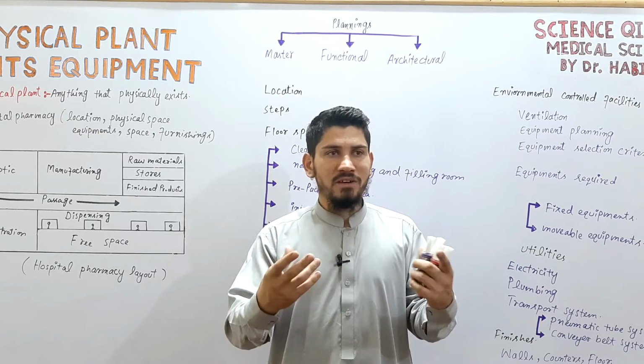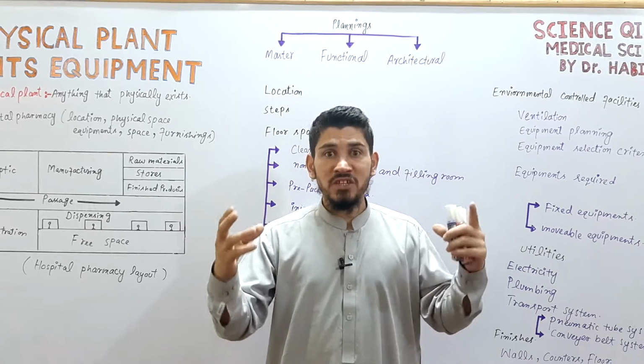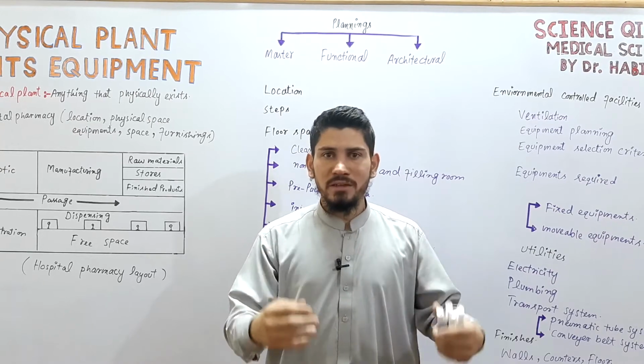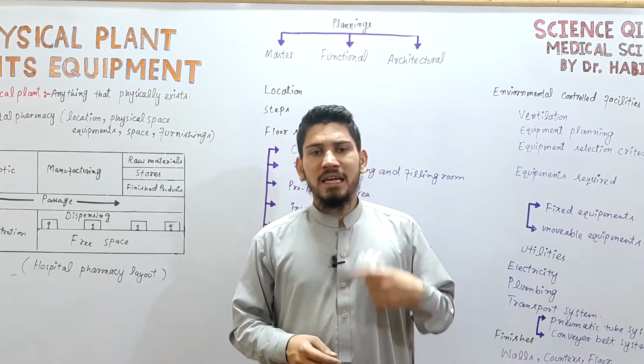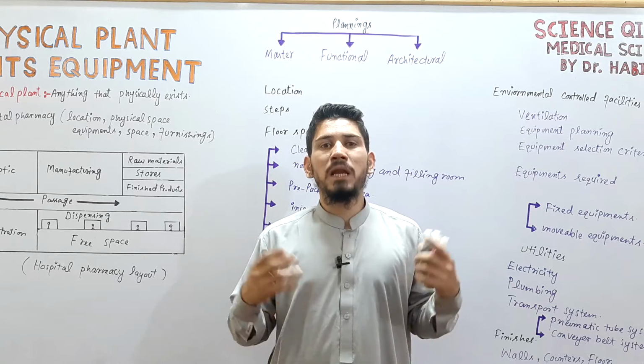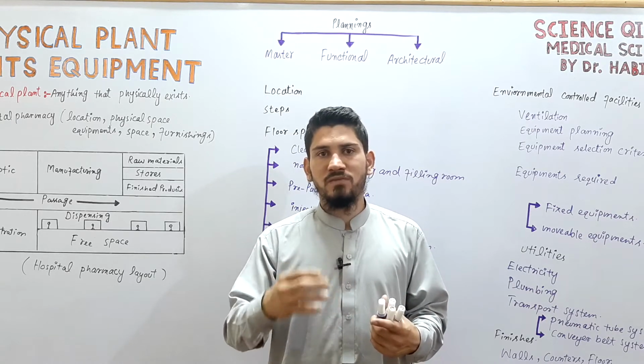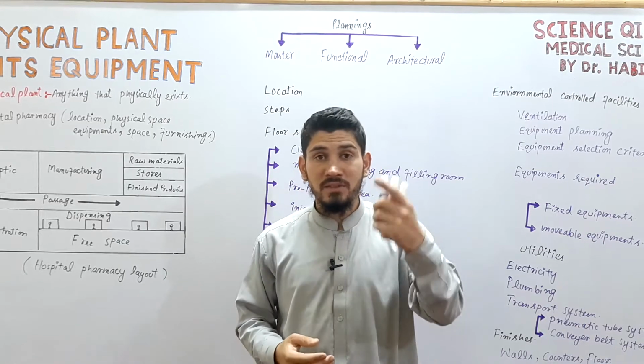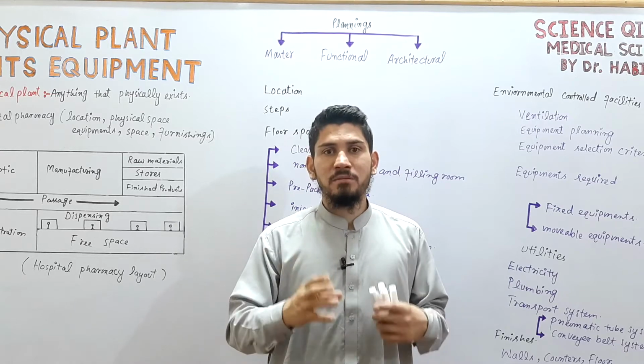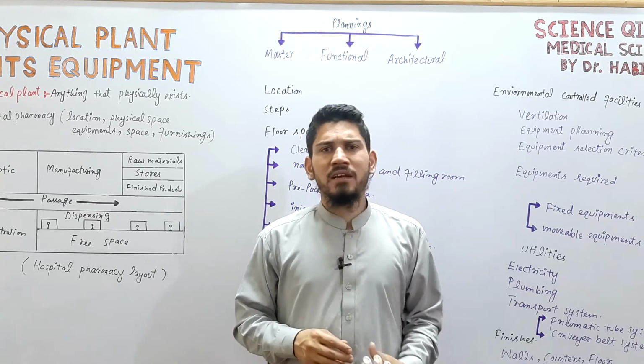Yes, in the hospital pharmacy, this environment should be controlled. We need fresh air, we need ventilation. How can you bring this ventilation? We'll talk about that in detail. And then after that, we need the equipments. Who plans for the equipments? The pharmacist, hospital pharmacist, head of the department, head of the hospital, architect, and then purchasing agent. Okay, what kind of equipments do we need?